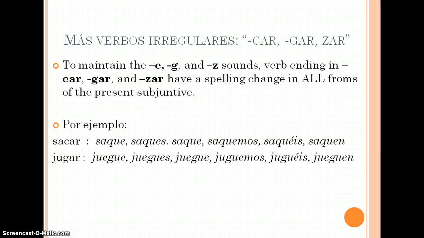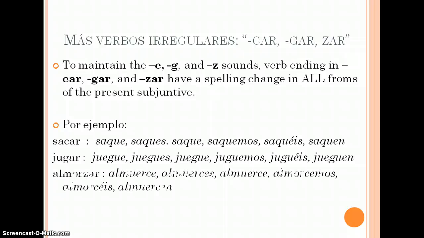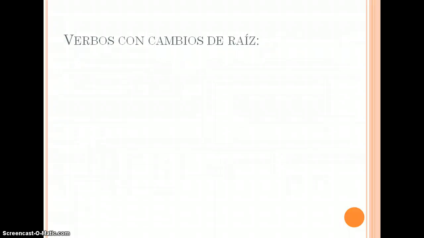We have jugar, que juegue. Almorzar, que almuerce. Now notice with almorzar and jugar, the nosotros and vosotros forms are different. They don't have that stem change because, for the reasons we're going to talk about just next, they are stem changing verbs.